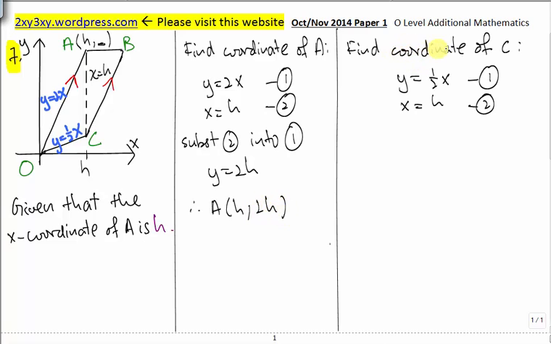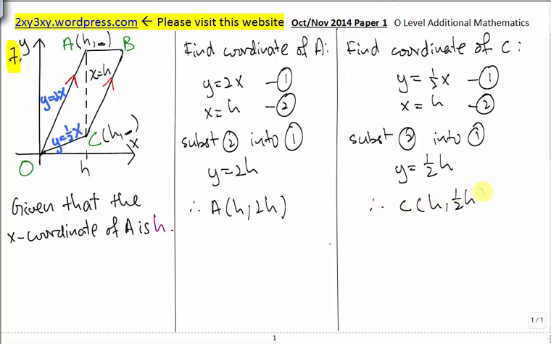Next, we are going to find the coordinate of C. Again, I've written down the equation of this and the equation of this, and we are going to solve the simultaneous equations to get this intersection point. Okay, I'm going to substitute equation 2 into equation 1. So the x will take the value of h. This is the y coordinate of C. Now the x coordinate of C will be this point here, h. And the y coordinate is half h. Therefore, we have the coordinate of C, which is h, half h.